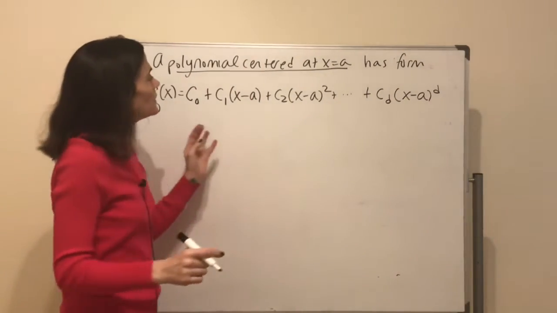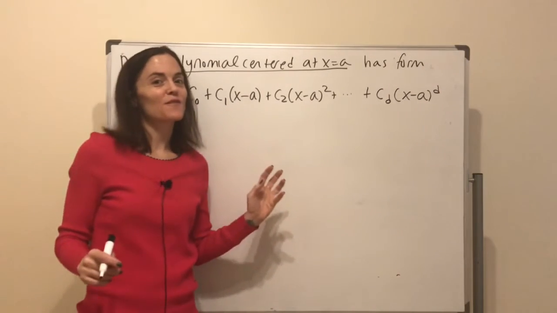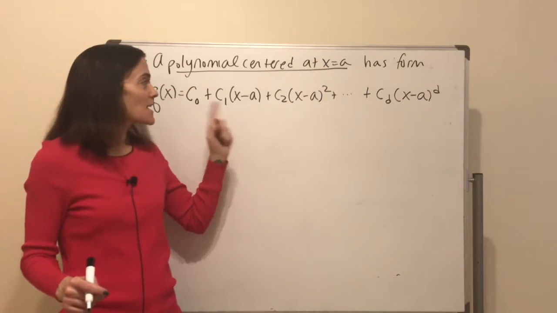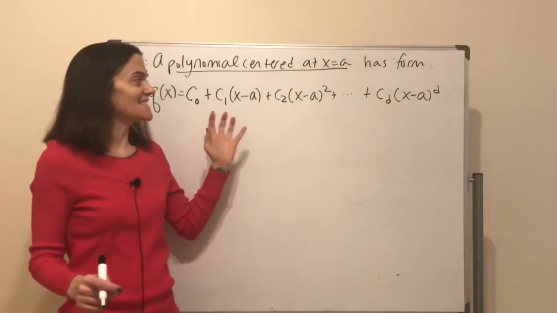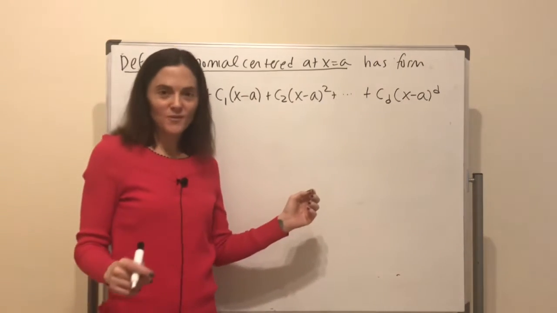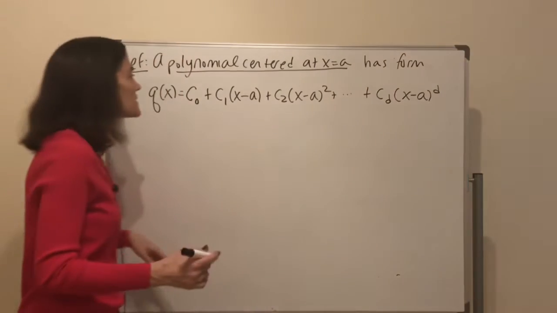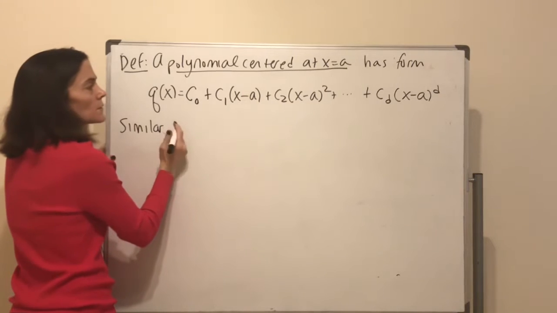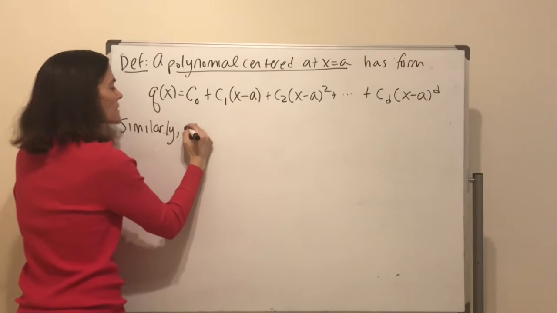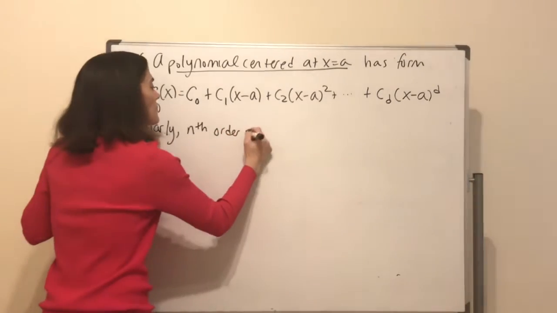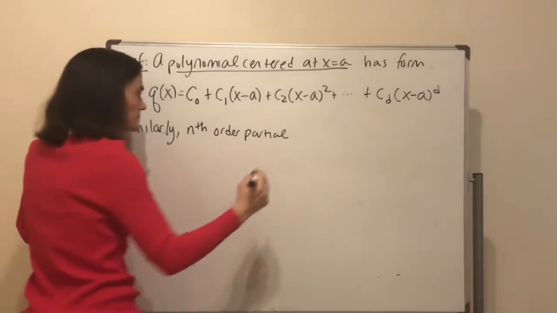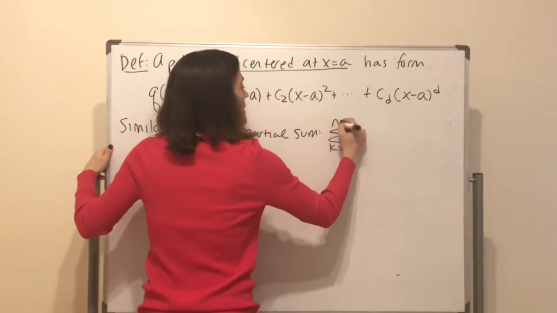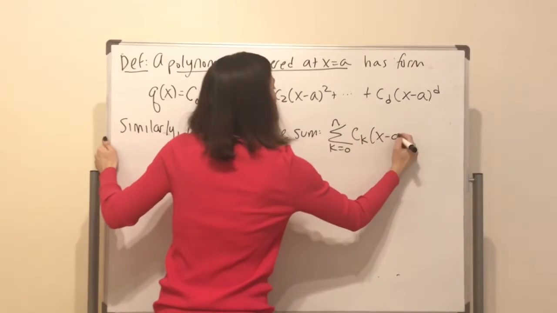What's different here is this is a little bit more general of a form. A here can be any real number. If you take a equals 0, then this is the exact polynomial that I had on the board before, the way maybe you're used to looking at polynomials. But similarly here, similarly we have the nth order partial sum, which we add up to n of c_k times (x minus a) to the k.